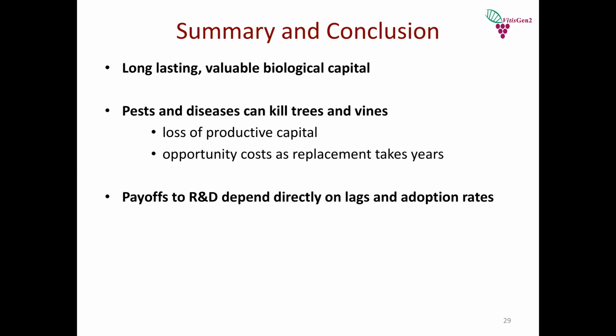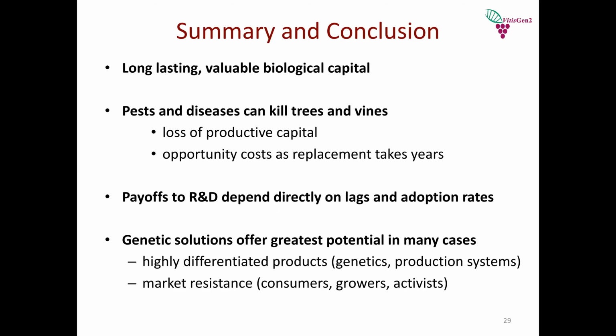And so these are different kinds of issues. The payoffs depend on the lags and the adoption rates, as I've been describing, and we're uncertain about those, and they depend on some things that we're working on in terms of understanding market resistance. In many cases, genetic solutions offer the greatest potential to address these kinds of concerns. One thing that's different about grapes and wine compared with, say, cereals is that we've got highly differentiated products using different genetics and different production systems, and they're reproduced vegetatively. So there's a bigger process of introducing new genes in this kind of industry than in a cereal crop. And we have these particular issues of market resistance that are different. They're widespread throughout the economy, but they're different for consumer products, and they're different for wine grapes in particular. With that, I'll hand over to Lena.